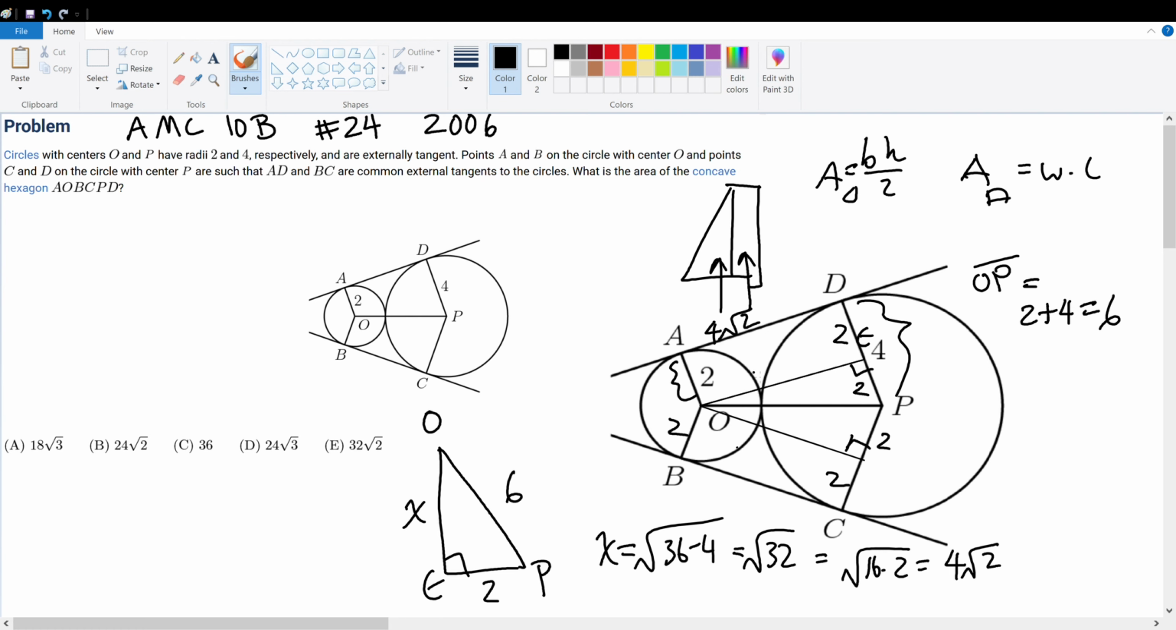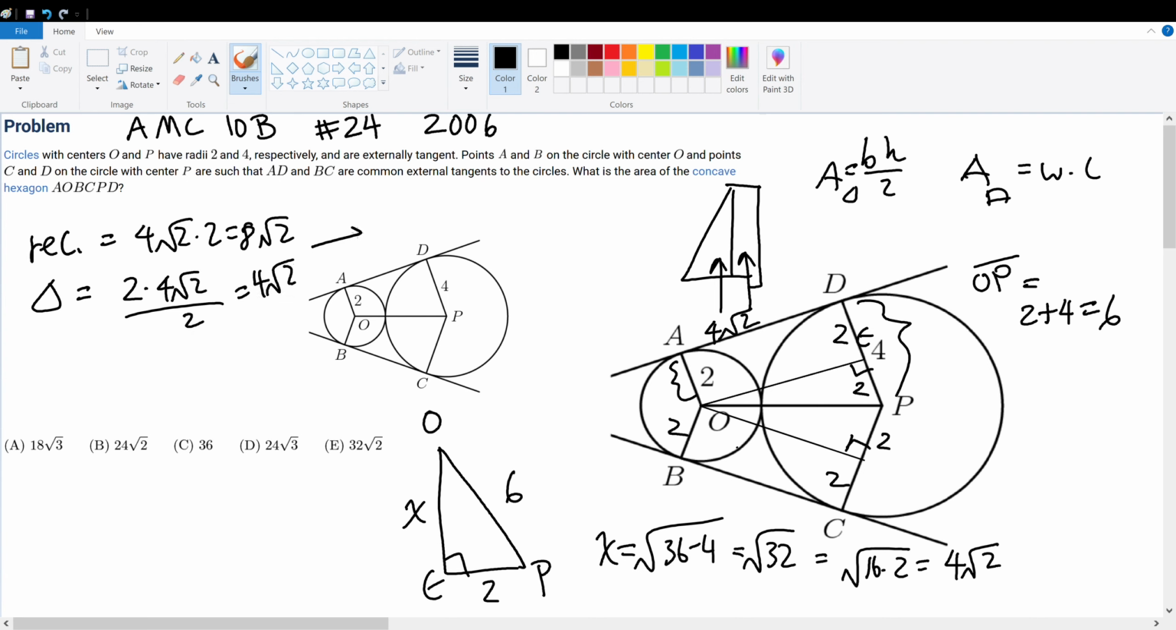And with that, we basically solved the problem, because now we can solve the area of the rectangle. The rectangle will be equal to 4 root 2 times 2, which gives 8 root 2. Now, the right triangle will give an area of 2 times the height 4 root 2, divided by 2, which gives 4 root 2. Sum them up and you get 12 root 2. Now, since we have two of these shapes, we must multiply this by 2 to give 24 root 2. And if we look at our answers, we see that answer choice B is our answer.